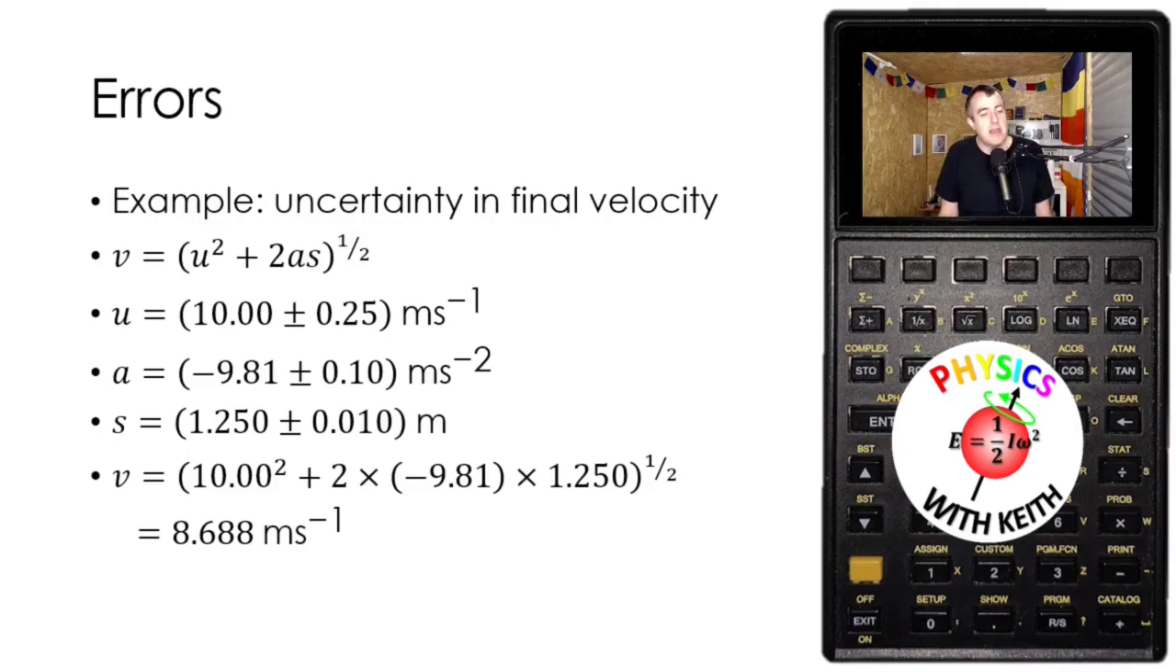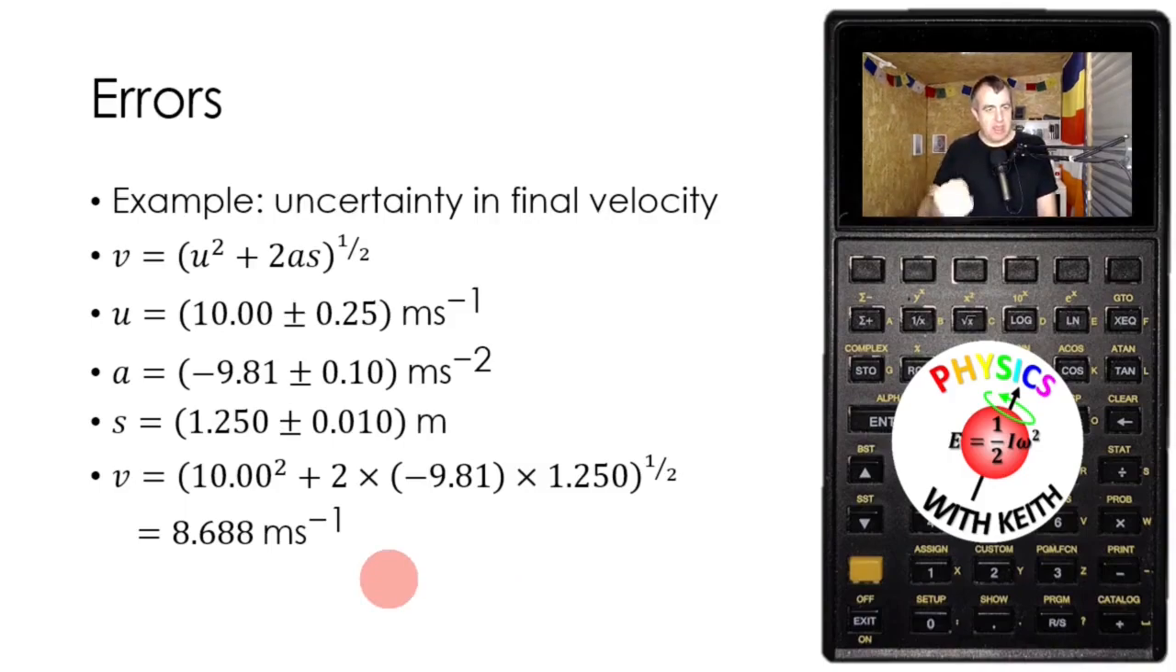Well, we can calculate the mean v pretty easily, just by taking these values and plugging them into the equation. So, instead of u, it's 10.00, we square it. Instead of a, it's negative 9.81. Instead of s, it's 1.250. Notice that I use all of the decimal places. I'm not doing any rounding when I substitute, because I need to see clearly where these data have come from. And I get my value. Okay, fine.